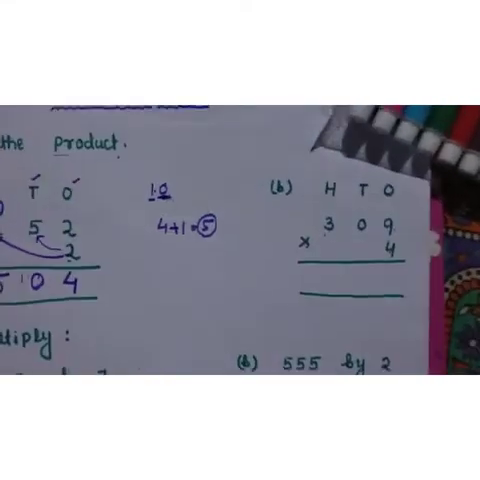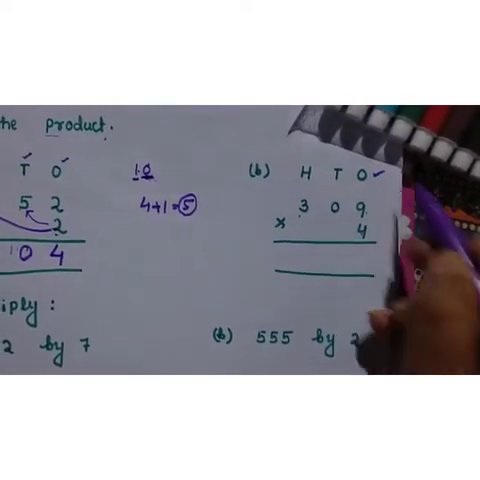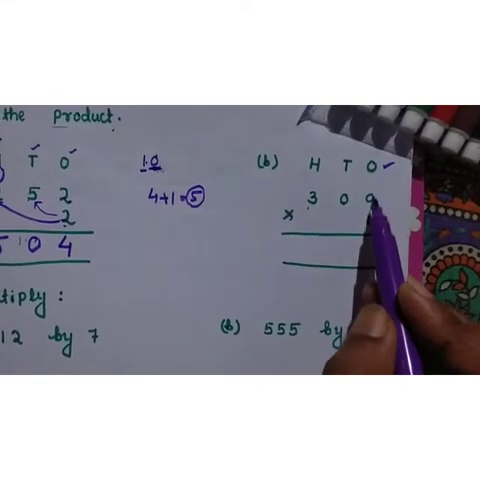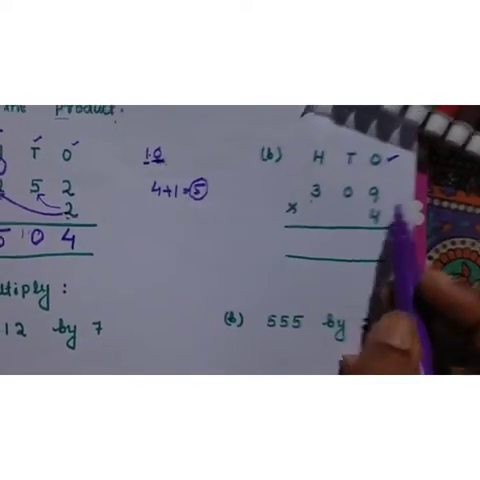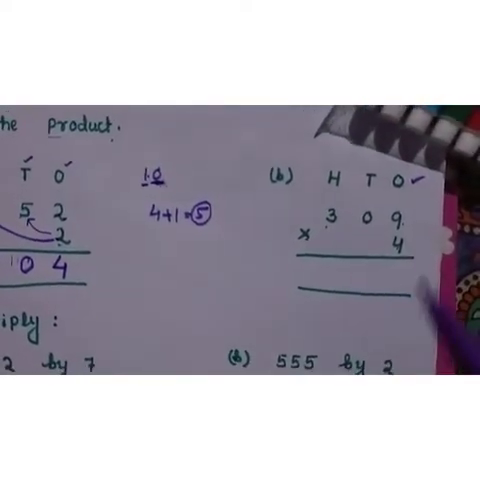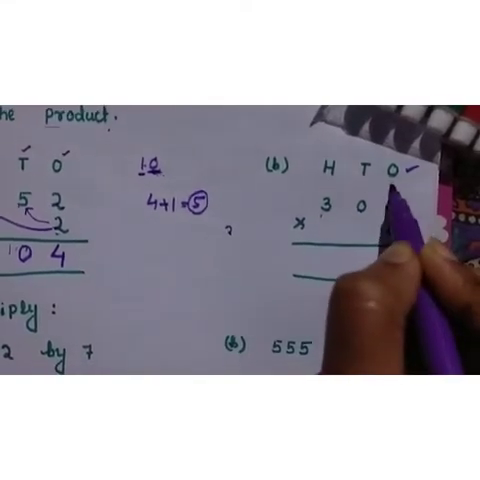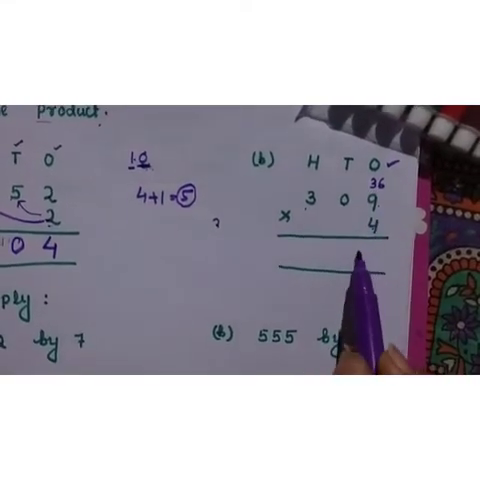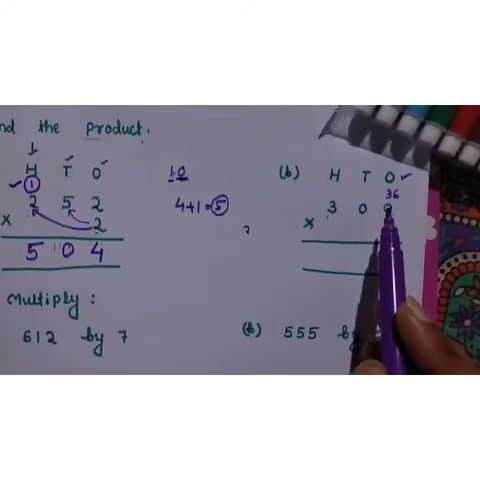Understood? So now we multiply the numbers, and you know we always start from the ones column. And see here, in the ones column the digits are 9 and 4. That means we multiply 9 by 4. So you remember the table. 9 fours are how much students? 9 fours are 36. So can you write here 36? No, because 36 is a 2 digit number.